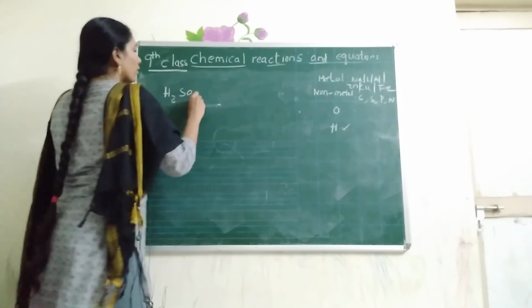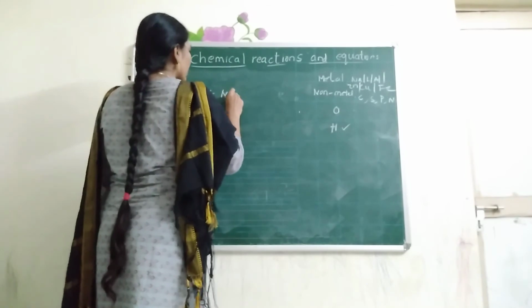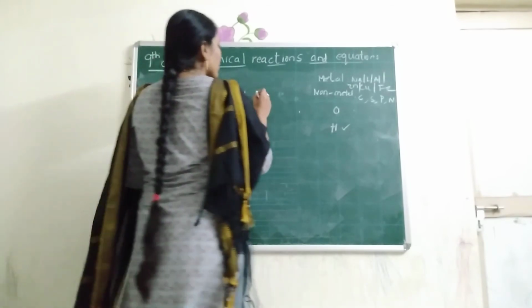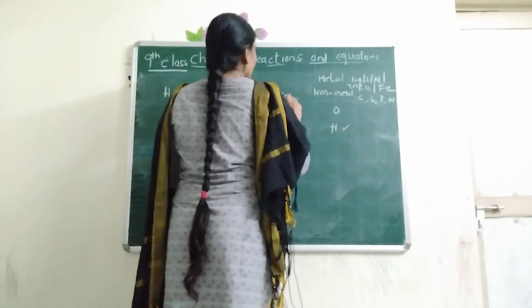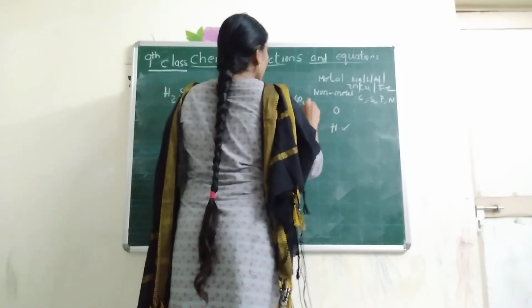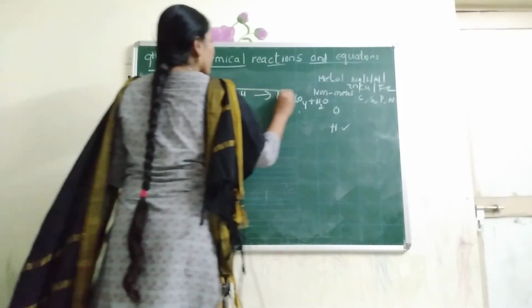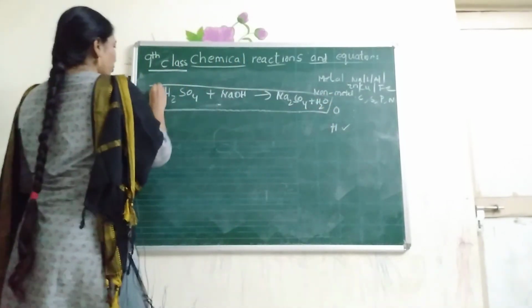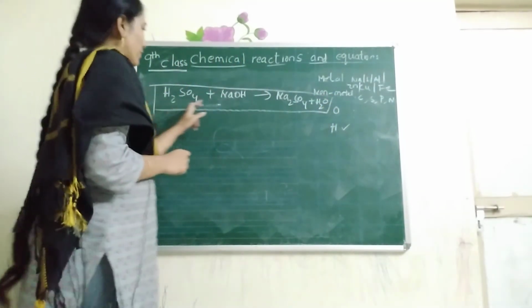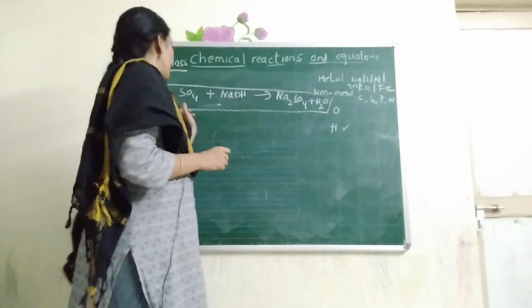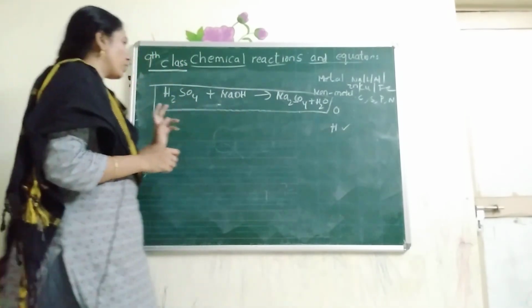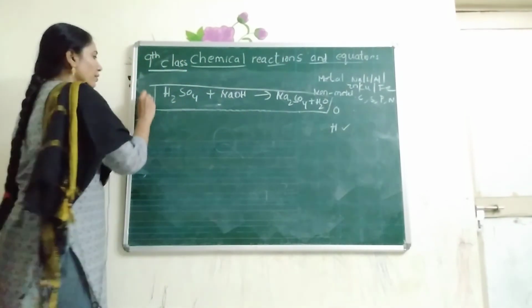The reaction is H2SO4 plus NaOH gives rise to Na2SO4 and water. This is one reaction. You have to balance this equation: H2SO4 plus NaOH gives rise to Na2SO4 and H2O.